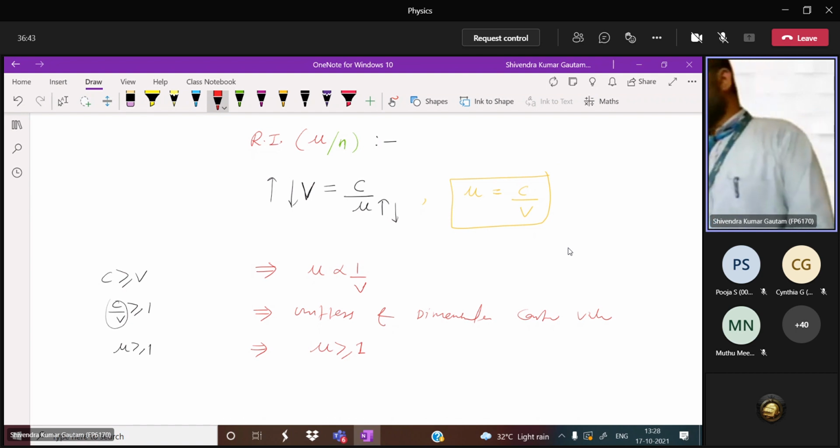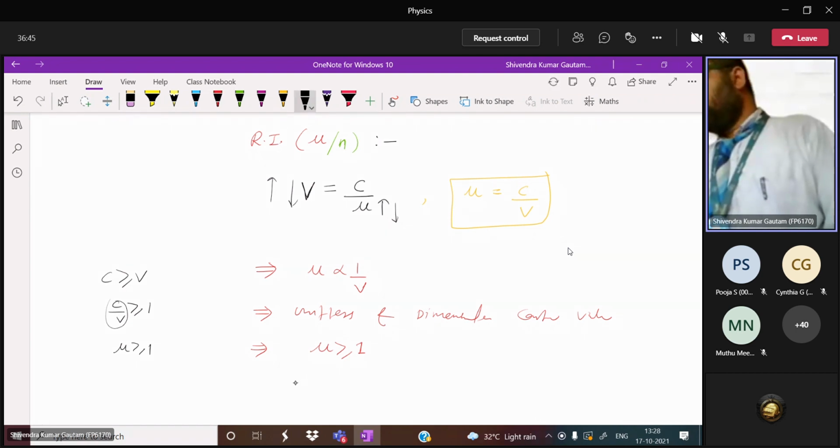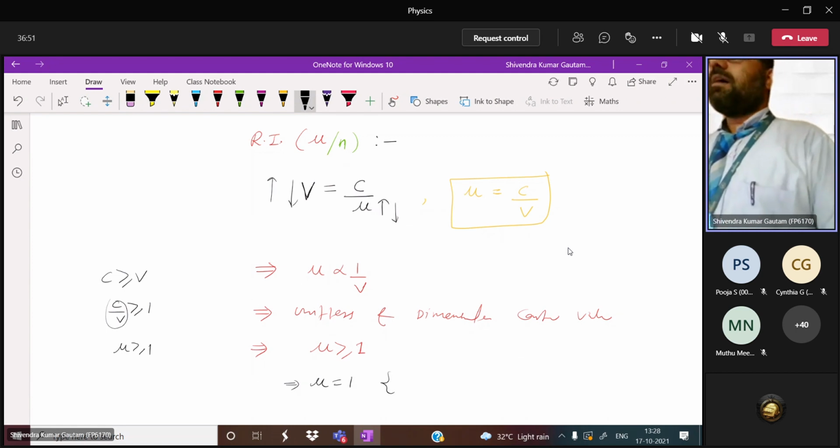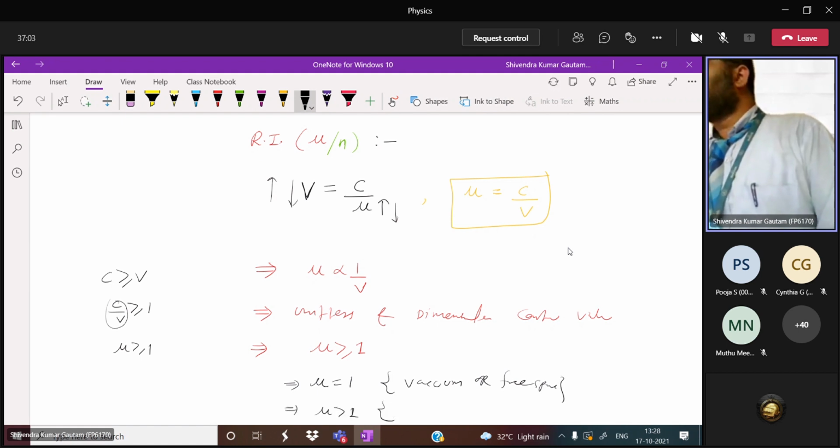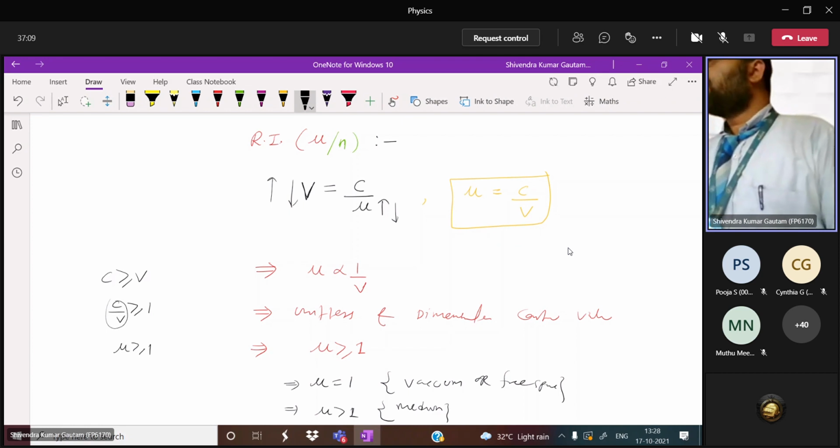Tell me, for which medium is mu equal to 1? Anybody? Mu equals 1 is not for air. Air mu is not 1. It is vacuum or free space. Mu is greater than 1 for other than vacuum or free space. Any medium there, mu value is greater than 1. Clear at this point?